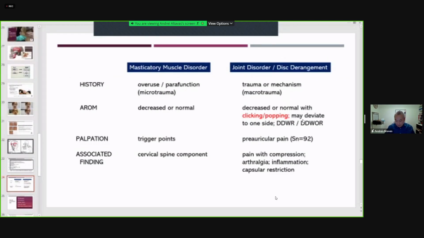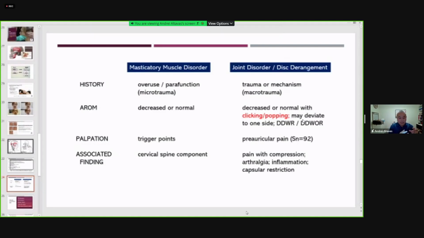Okay, very good. I hope this is not too confusing. Again, it just takes time to absorb all these details, especially for those who are new to the assessment of TMJ disorders. But again, it's really, really easy. Just think about, is it a muscle problem or a joint problem? At this point of the presentation, that's all you want to focus on.